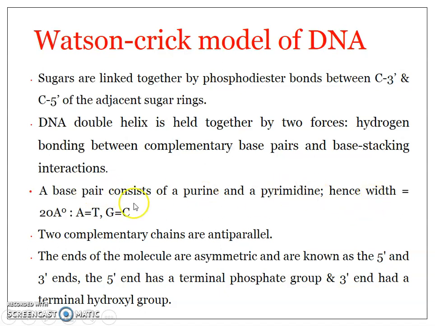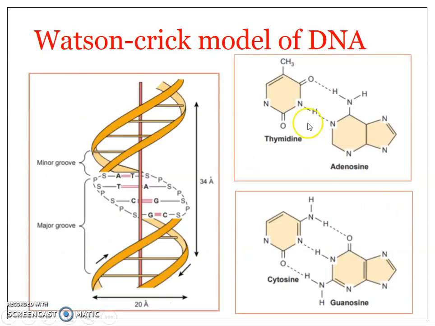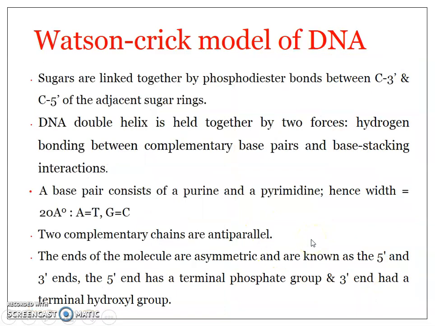Okay, now a base pair, consisting of a purine and pyrimidine, hence has a width of 20 angstrom. If you take the length of a purine and a pyrimidine structure, on an average it is 20 angstrom, from here till here. Each of these structures may be differing, but on an average it is 20 angstrom with a single base pair. A double bond with T and a triple bond with C for G.